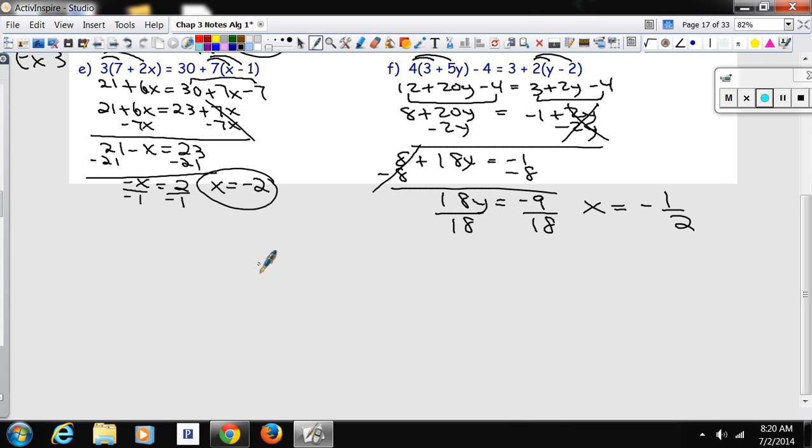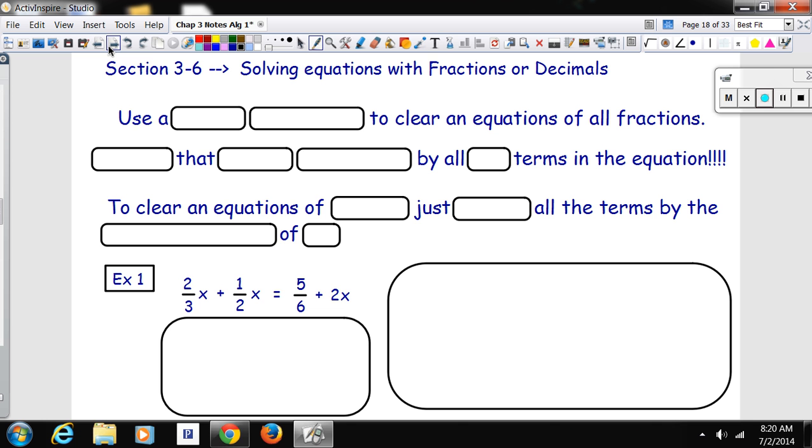All right, that's 3.5 in a nutshell. So those are done. Let's go to 3.6. 3.6 with fractions or decimals. So there's just some boxes to fill in. Use a common denominator to clear any fraction. Use a common denominator. You want to find a number on the bottom that they all could go into.